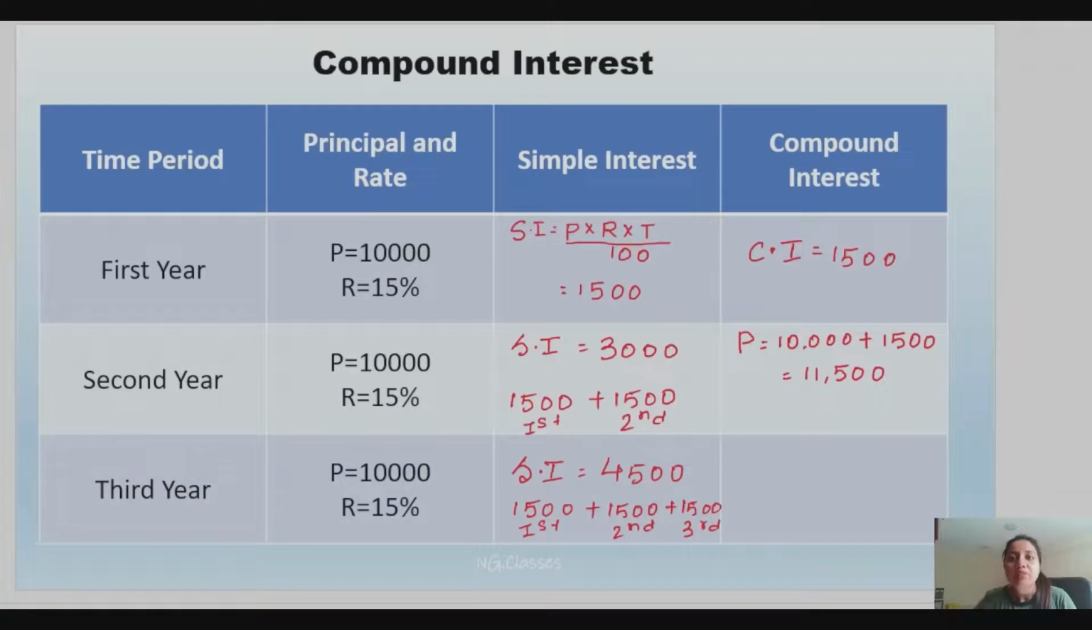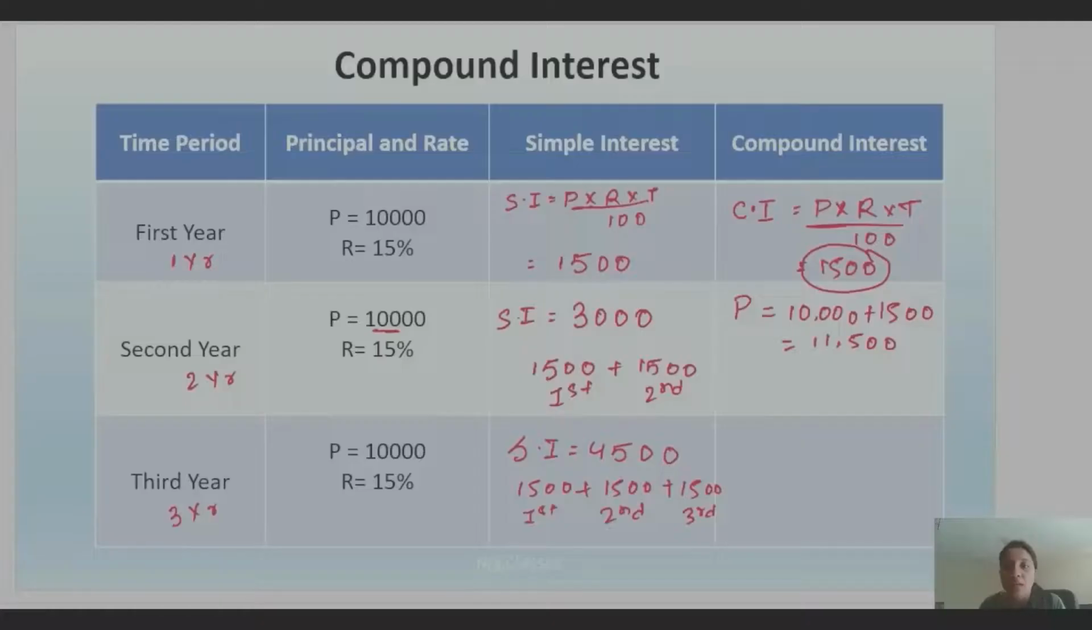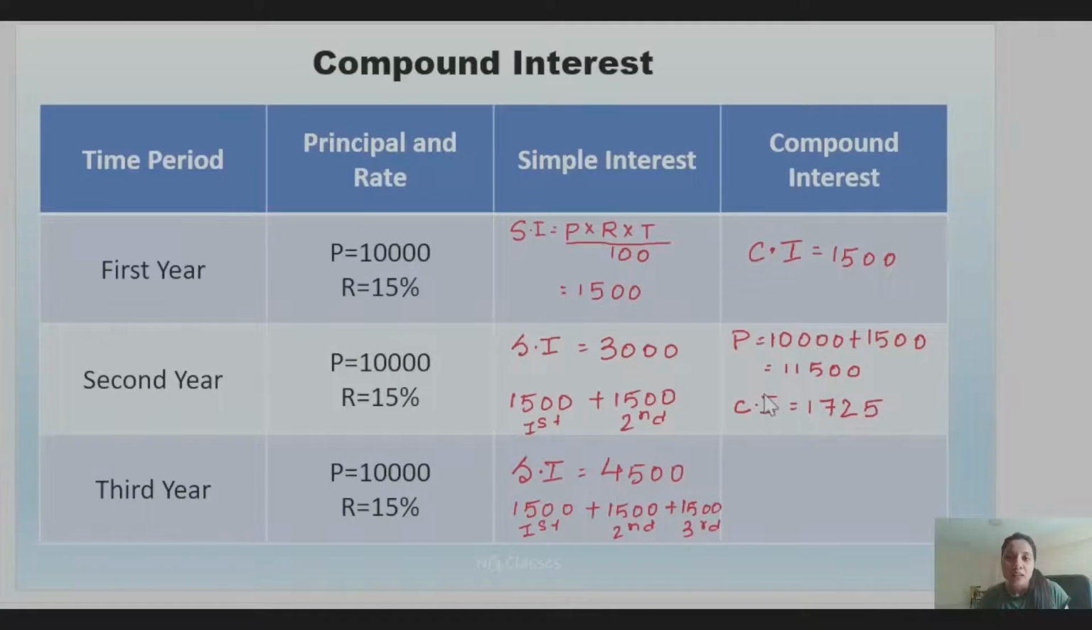Here for the second year, if I take the time period as 1 year and apply the formula, that is principal into rate into time by 100, at the rate of 15% only, when you calculate, you will get interest as 1725. So for the first year we are paying 1500, but for the second year we have to pay 1725.